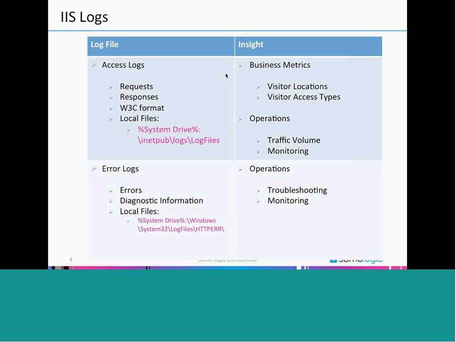The second kind of logs under IIS is error logs. Now, as the name already suggests, this log keeps track of all the errors as well as diagnostic information. And again, by default, they are local files under /Windows/System32 log files and HTTP errors. Now, some applications don't log to this file, and they would be logged to the Windows event channel. For error logs, it helps from the operation standpoint to troubleshoot errors and to monitor your servers.